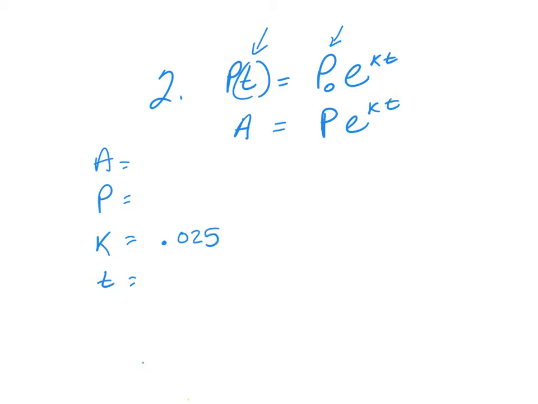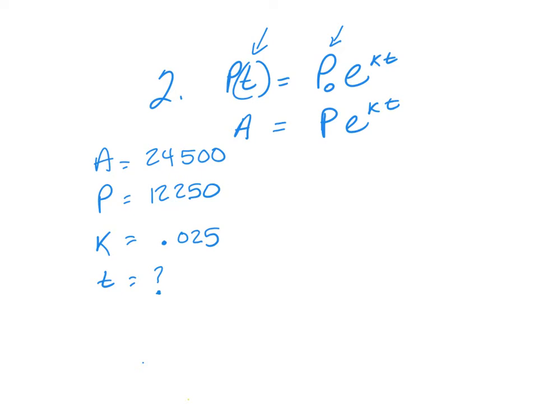And the current population is 12,250. So that is the P. That is the initial value. And they want to know how much time it will take for the population to double. So what is the population going to be when it doubles? Twice that: 24,500. Does everybody get that?